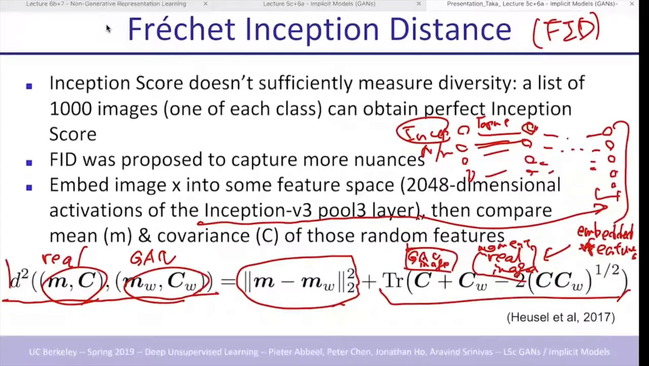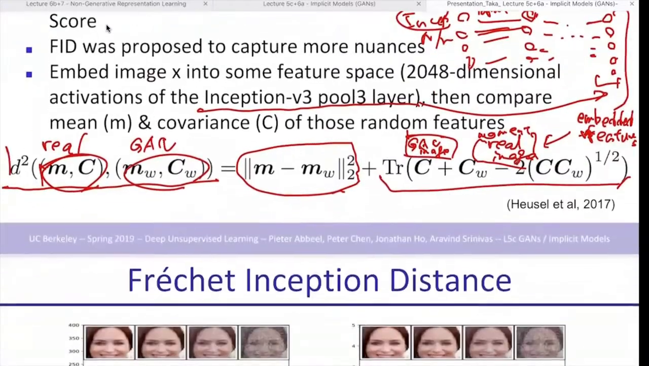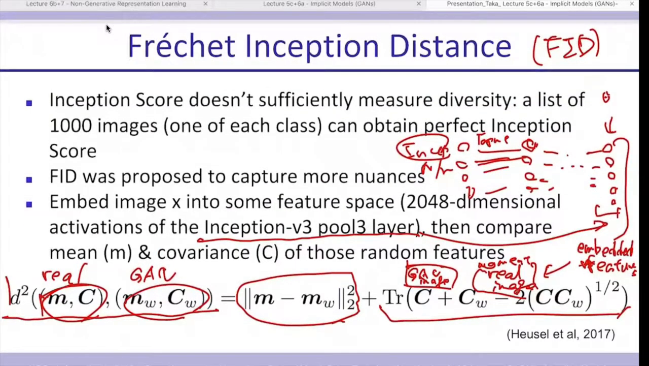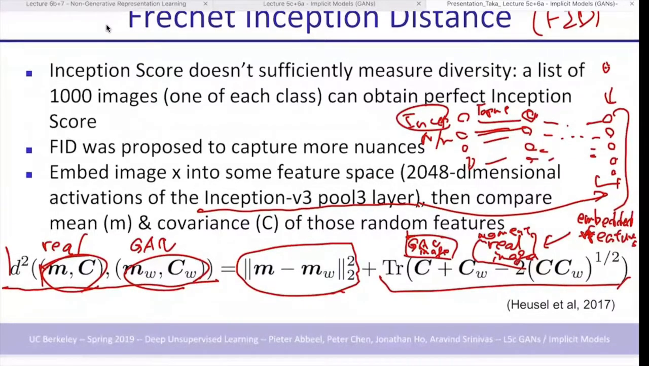The idea behind why we do this is there is an assumption. Firstly, the embedded features are distributed following a Gaussian. Another important assumption is that the embedded features should be very similar between a real image and an image generated by GAN. This is the assumption. So if this distance is very small, it means the images are very similar.